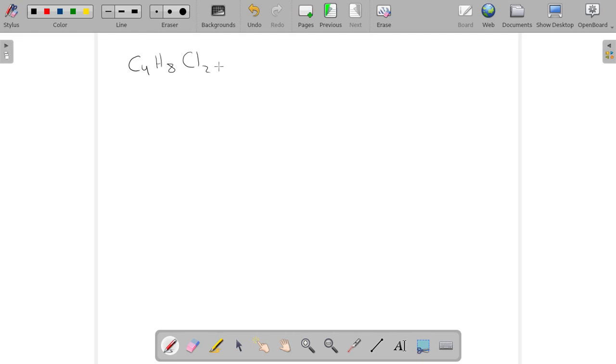All right, so to figure out my constitutional isomers, I'm going to start with just looking at the carbons and figuring out how many different ways I can arrange 4 carbons. The easy one is 4 in a row. But that 4th one, I could put off the middle, and then I could have 3 in a row with a carbon. All right, that's the only 2 ways I could do the 4 carbons.